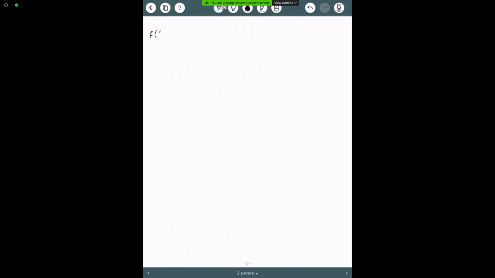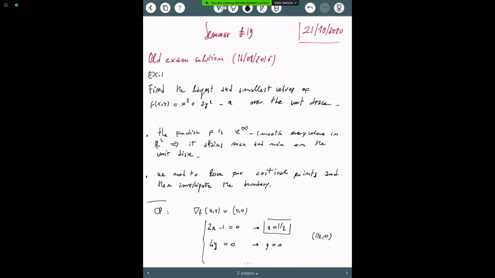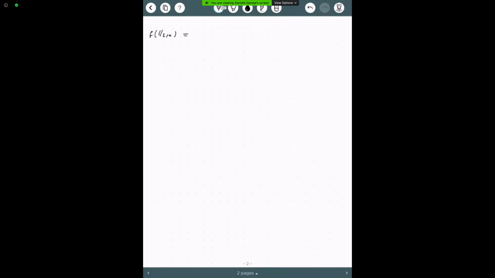What's the value of the function at (1/2, 0)? Well, you see that here it's negative, it's minus 1/4. Okay, so now this is the only critical point, and we have to investigate the boundary. The boundary is of course this, so we have to study the restriction to the boundary of our function.